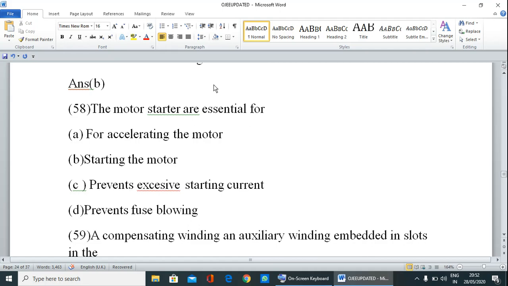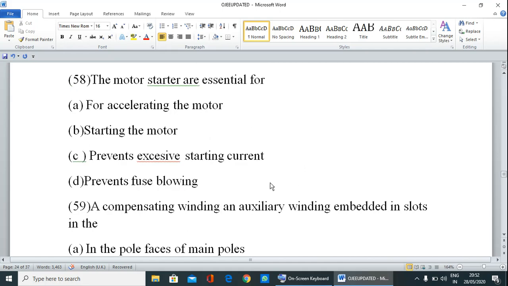But what happens at starting? It will take very high starting current so that the motor may burn out or be damaged. Therefore, to prevent the excessive starting current, generally we use the starter for starting the DC motor, that is your 3-point starter, 4-point starter, then series motor starter, etc.